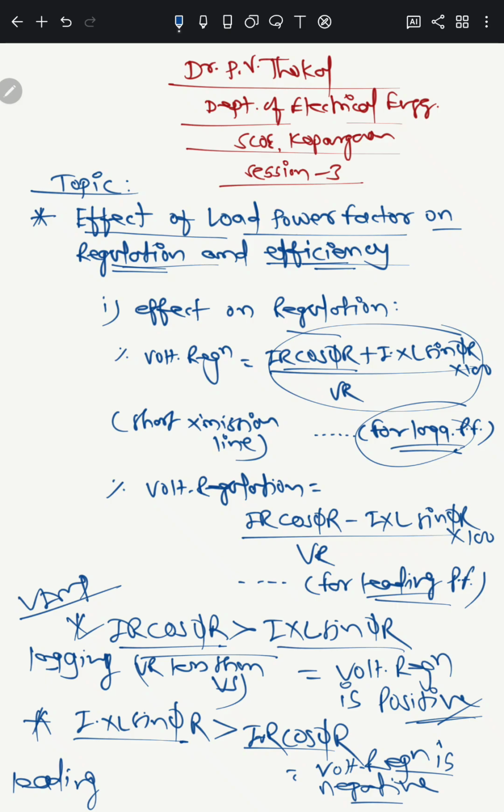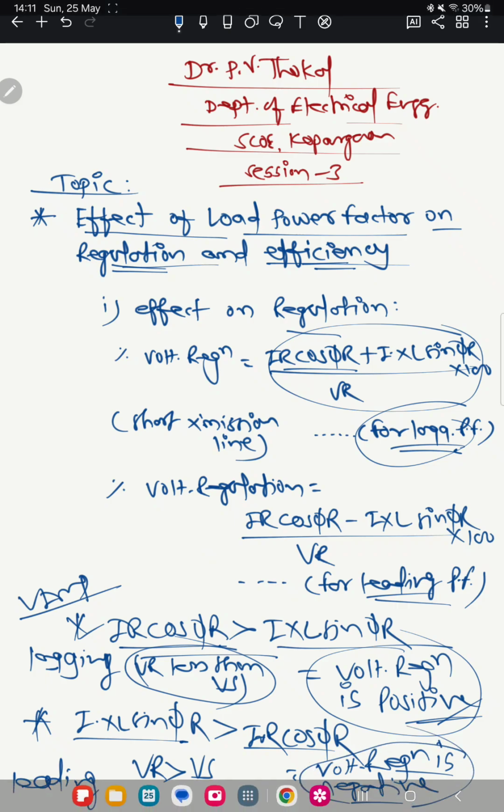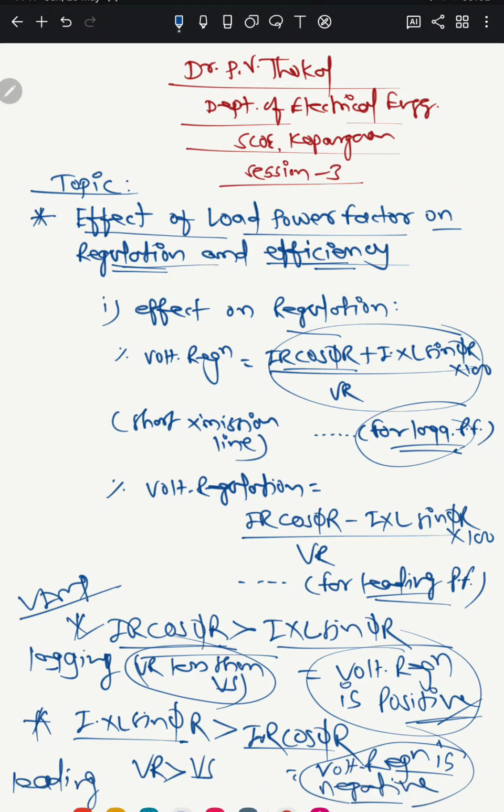Now, if this is for such conditions, the receiving end voltage VR will be greater than VS. That is, when the voltage regulation is positive, then the receiving end voltage will be less than the sending end voltage, and when the voltage regulation is negative, then the receiving end voltage will be greater than the sending end voltage.